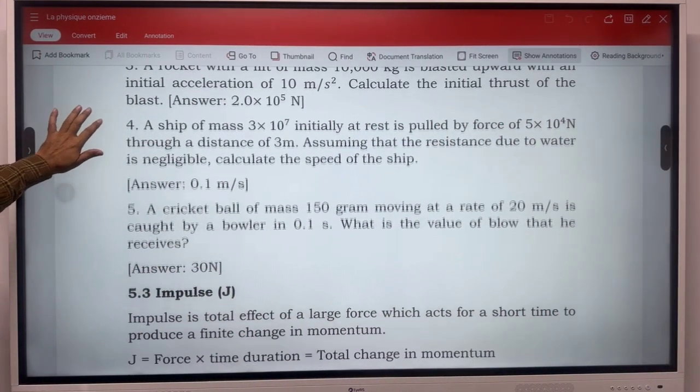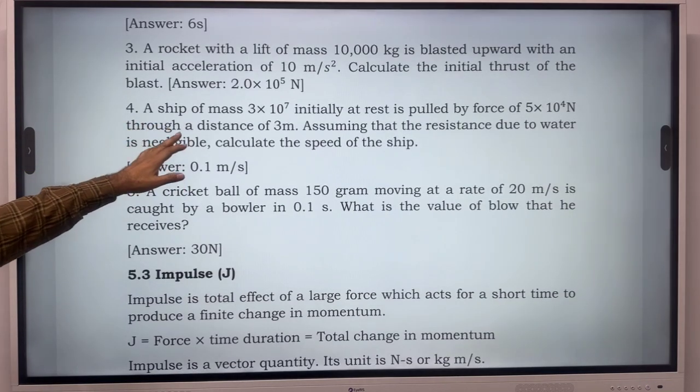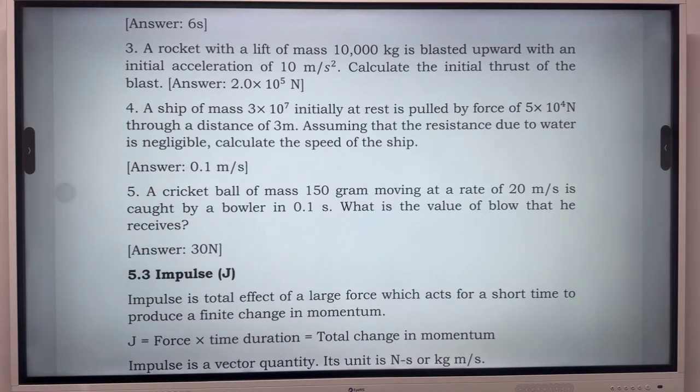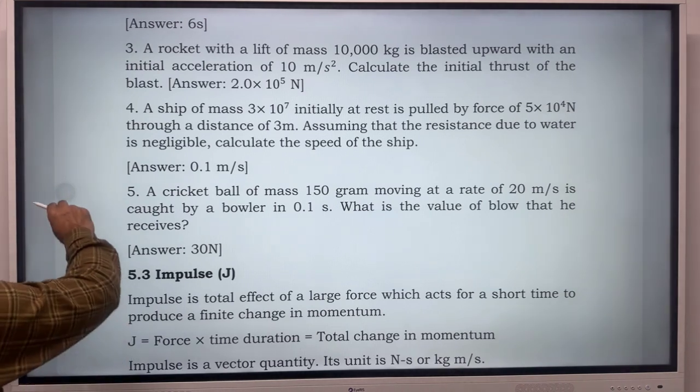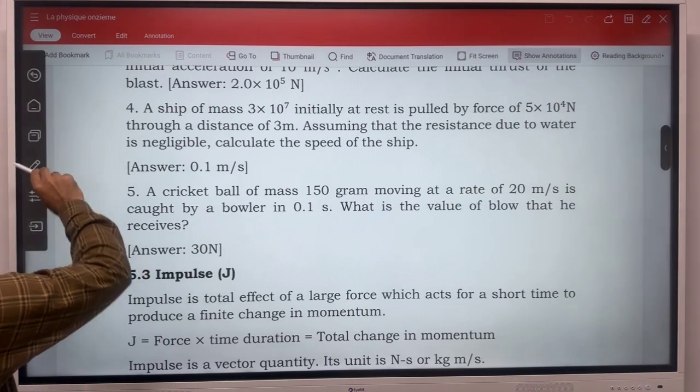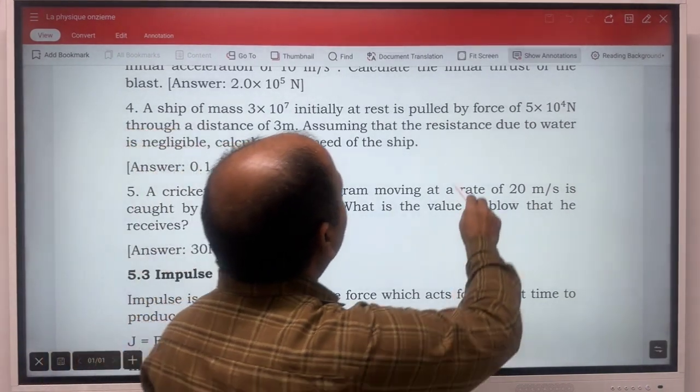In the next question, a ship of mass 3 into 10 power 7 kg initially at rest is pulled by a force of 5 into 10 power 4 Newton through a distance of 3 meter. Assuming that the resistance due to water is negligible, calculate the speed of the ship. So I think you can easily do this.